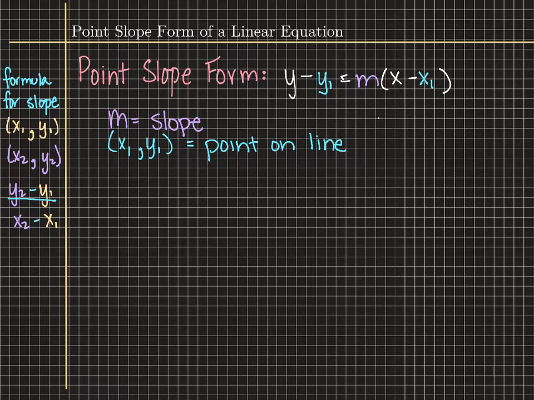All right, in this video, we're going to be talking about point slope form. But before we do that, I want to do a quick review of the slope formula. The slope formula is what we use when we have 2 points.